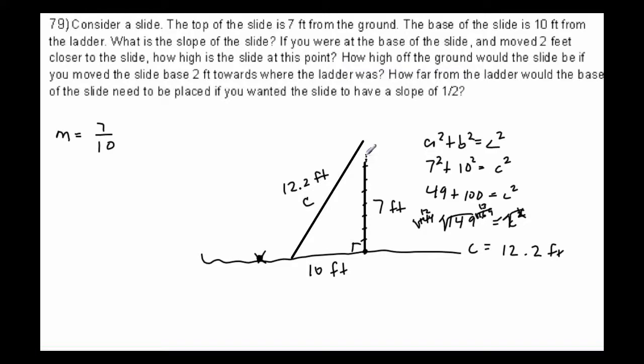So this distance right here is what we're actually trying to find out, and then we're going to add it to the 7. We still know the slide itself is 12.2, but now this was 2 feet closer. So now this distance from here to here, and I'll make that red, would now be 8 feet. Okay, so how high? Well, if I know this is 12.2 and this is 8, now I can figure out this using the Pythagorean theorem again. So let me move this down just a teeny bit.